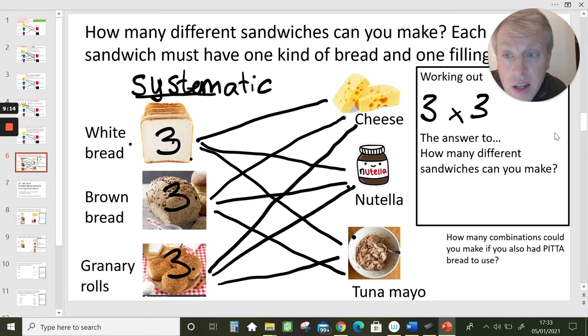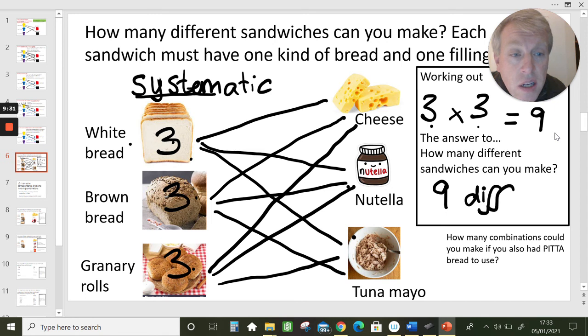3 kinds of bread times 3 fillings will make 9. How many different sandwiches can you make? 9 different sandwiches.